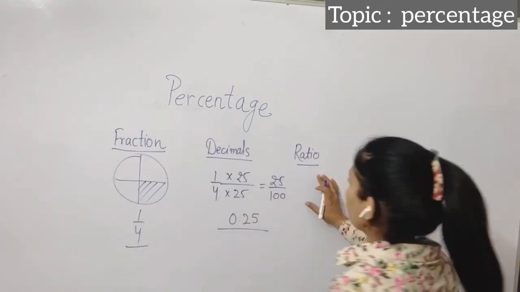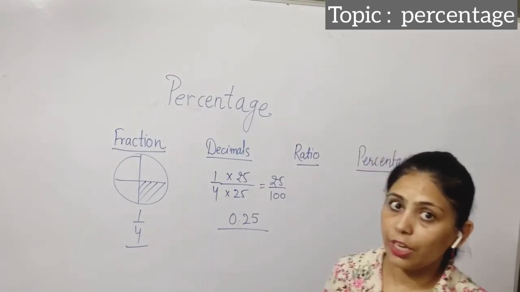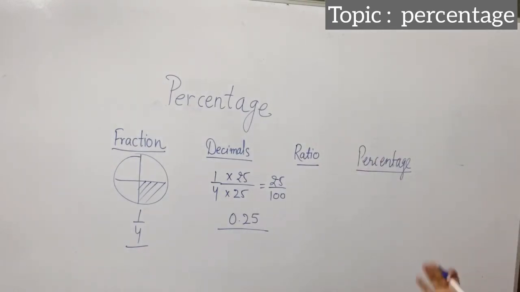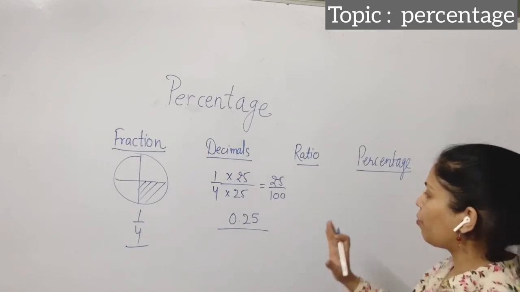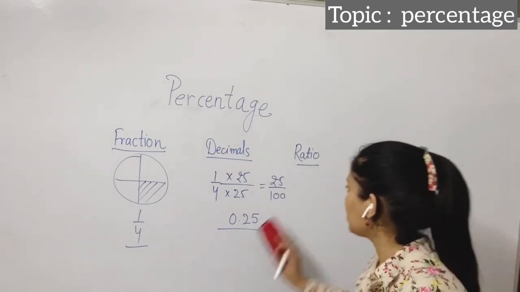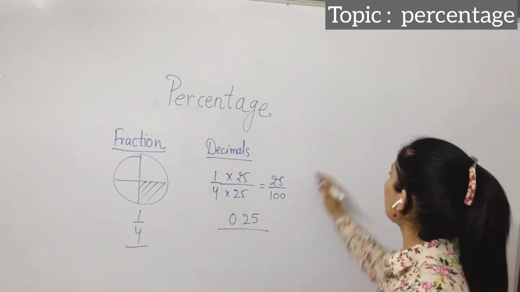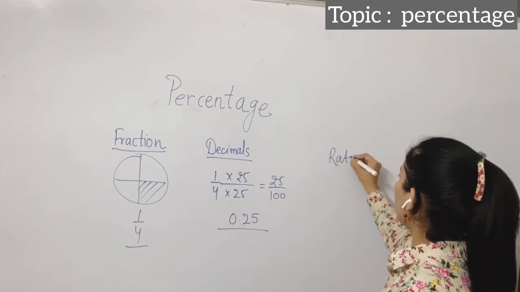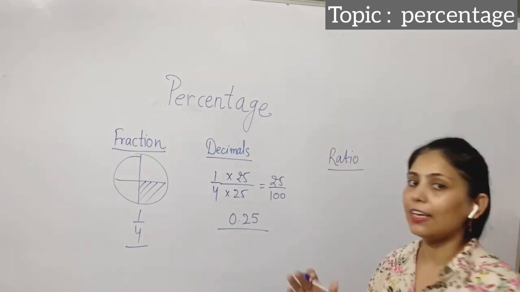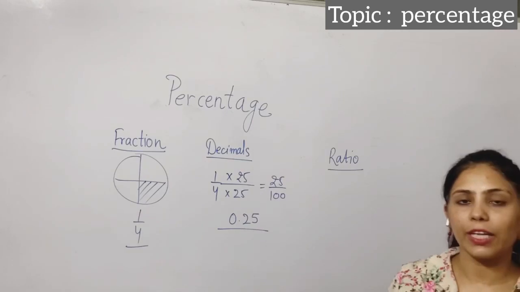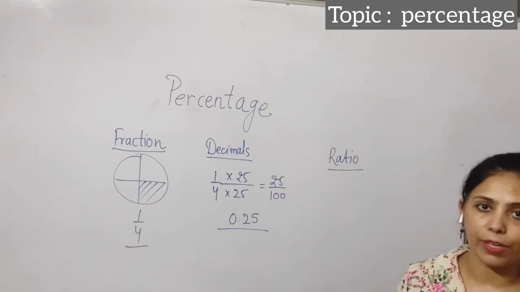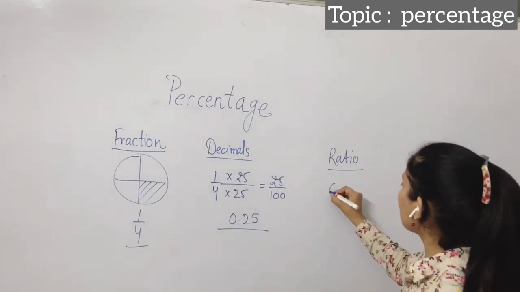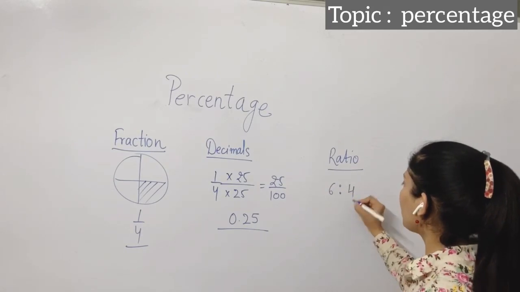Now, what is the ratio? Ratio is something different. Here we will not represent the part of the whole. Let's write a little bit here. Okay. So for example, in a class there are 10 students, but out of 10, 6 are girls and 4 are boys. So how will we write? We will write 6 are girls and 4 are boys.